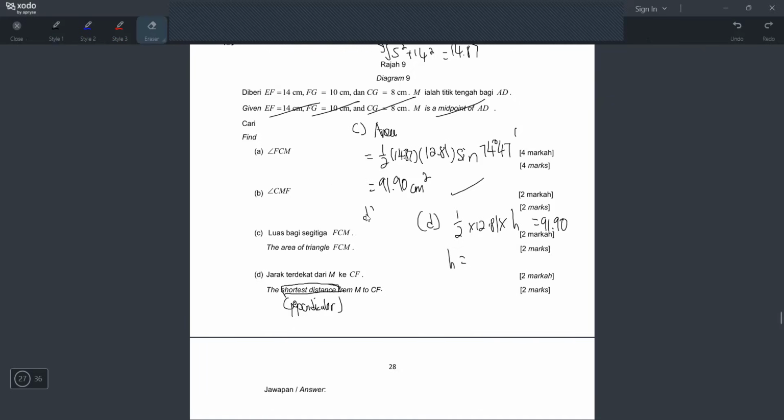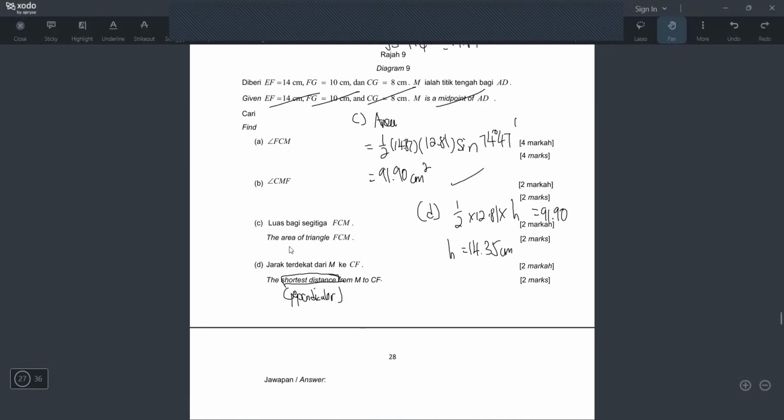So let's find your h now. You just press the calculator. Let me just erase this first. Okay, let's press. 91.90 times 2 divide 12.81. Okay, 14.348, so 14.35, right? So just write 14.35 here, and then it's cm, right? So that's the answer. The shortest distance from M to CF is 14.35.